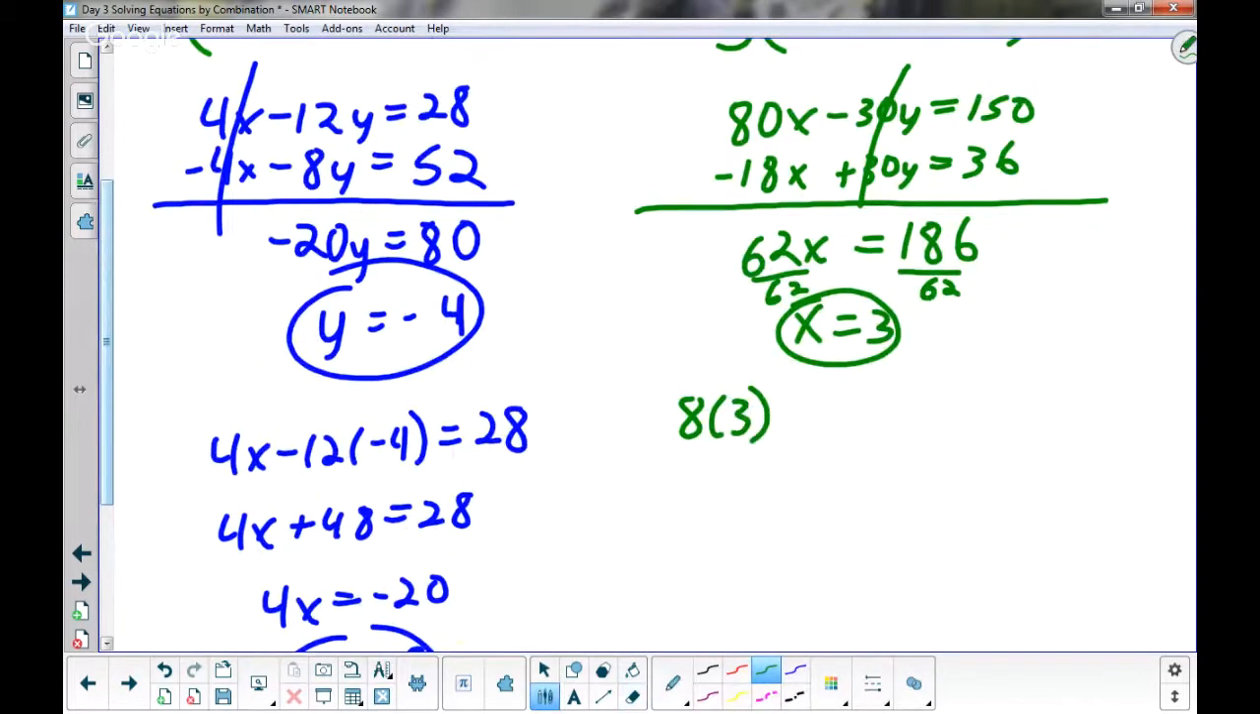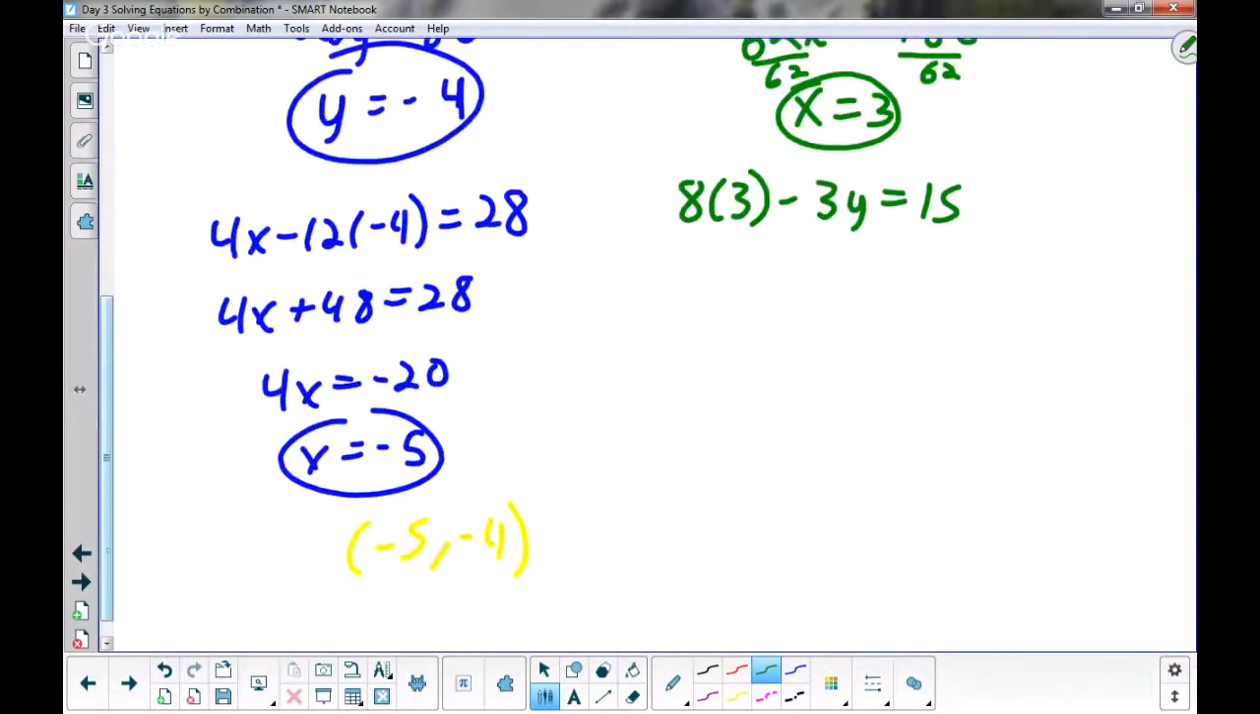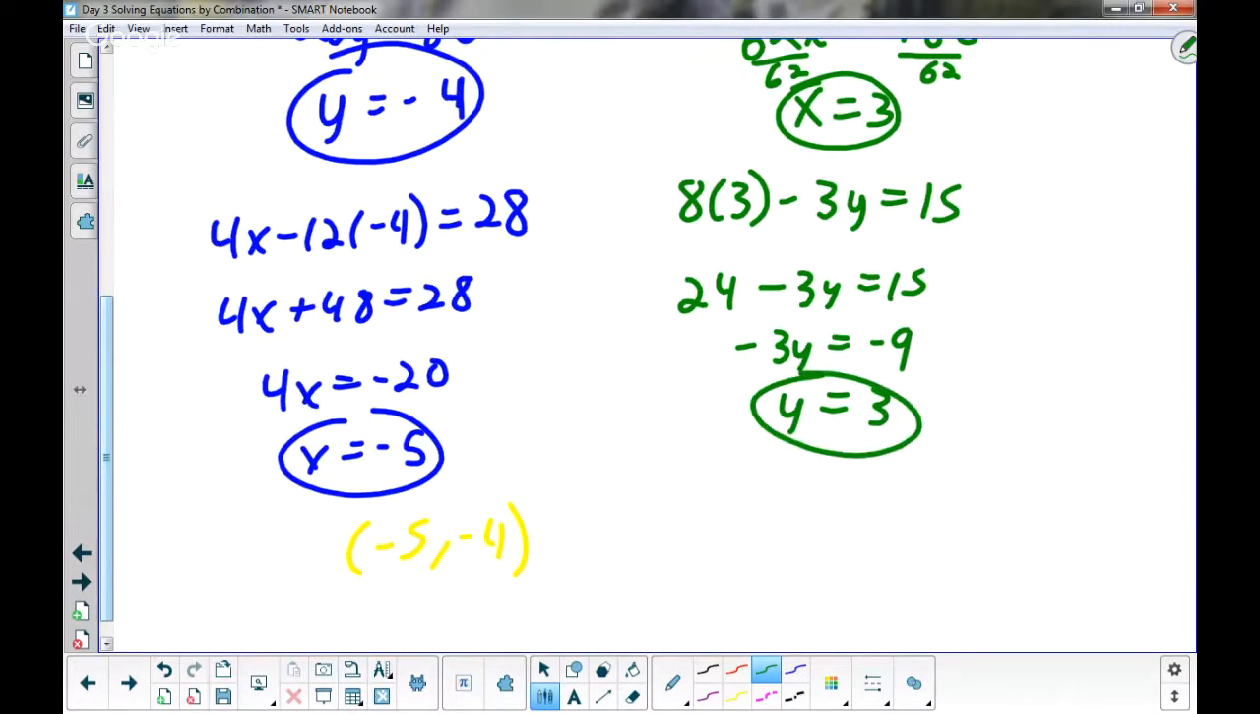8 times 3 minus 3y equals 15. My bad on that one. 24 minus 3y equals 15. Negative 3y equals negative 9. Y ends up being 3. So it's still 3 and 3. I just solved the wrong one in that case. So 3, 3 would be my answer on that one.